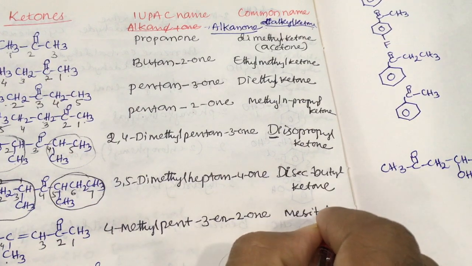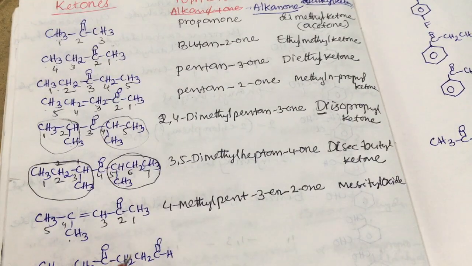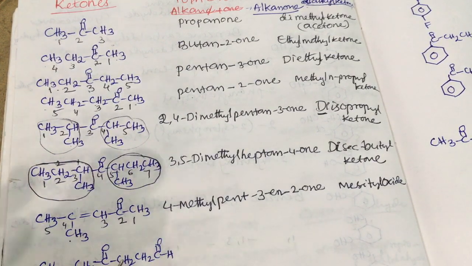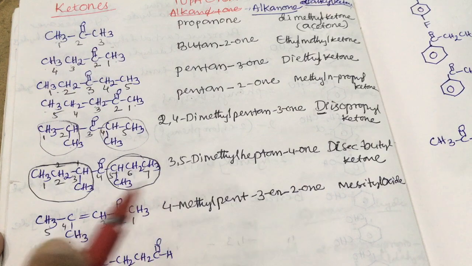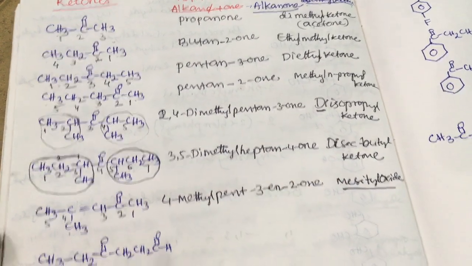methyl oxide, when this is treated with acetone with barium hydroxide, I think, you will get this type of compound. So this is very important in the aldol condensation. You have to remember this common name.